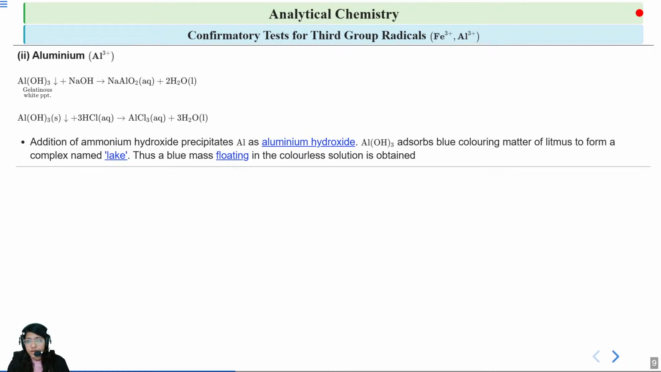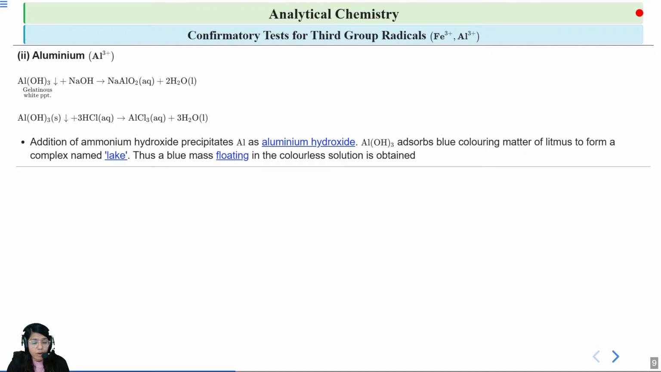When ammonium hydroxide is added to a solution containing aluminum ions, it reacts to form a white precipitate of aluminum hydroxide, Al(OH)3. This precipitate has the ability to absorb the blue coloring matter of litmus, forming a complex that remains suspended in the solution, creating a blue lake. Al(OH)3 absorbs the blue coloring matter of litmus to form a complex named lake. Thus, a blue mass floating in the colorless solution is obtained. So, this is our lake test.